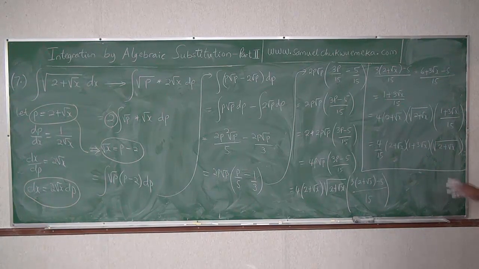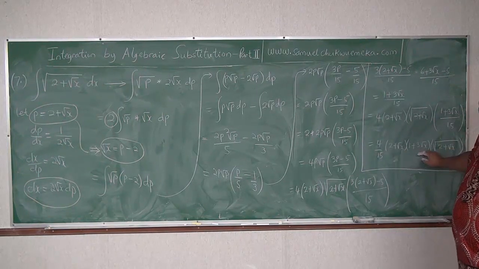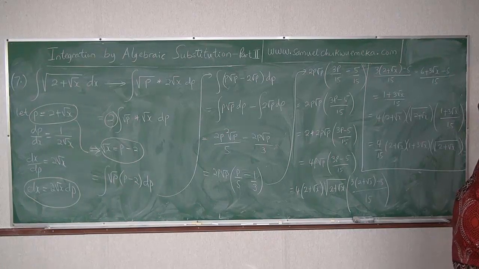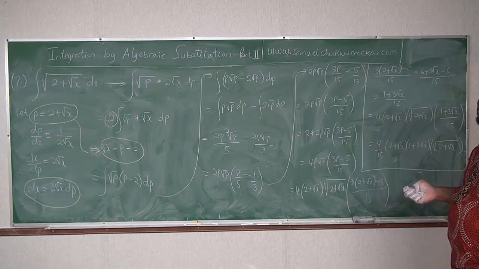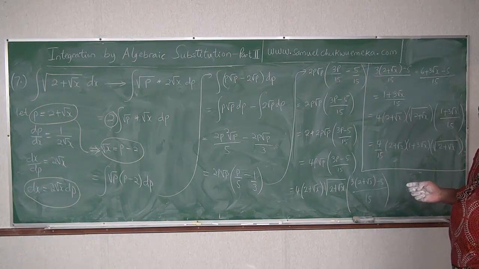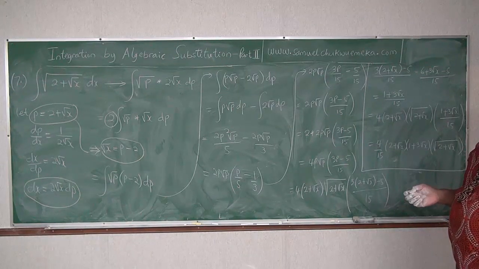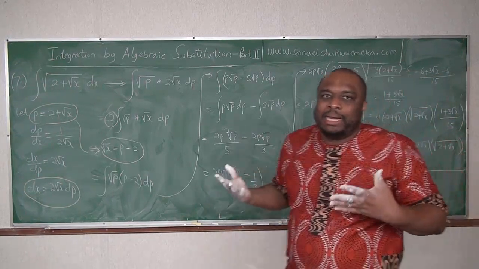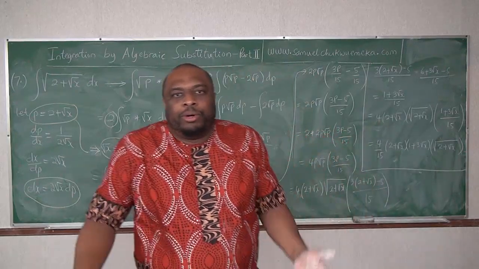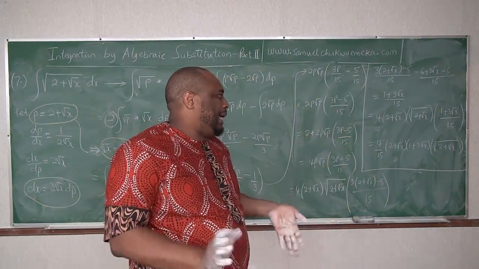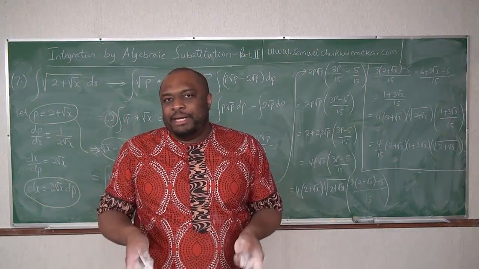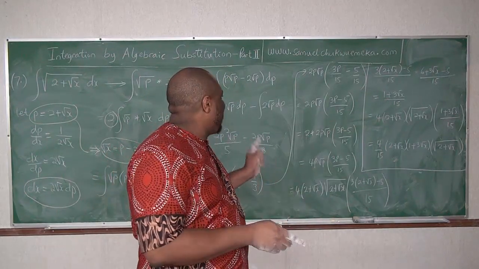I mean, some people might say, Mr. C, expand this: 2 plus 6 root x plus root x plus 2 plus 7 root x plus 3x. I mean, I like mine in factored form. That's what I like. I don't know what your professor might want, but that is what I like. If you have any questions, please ask me.